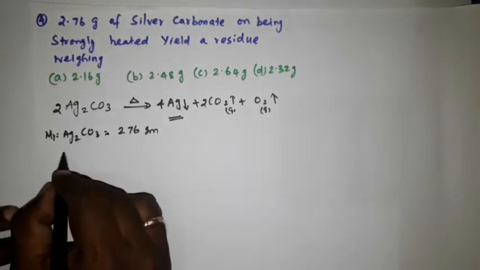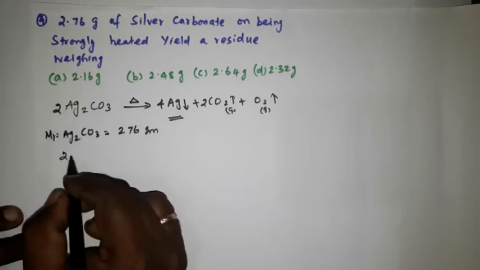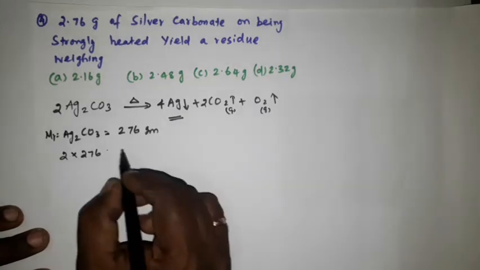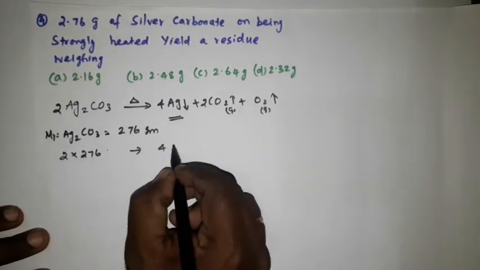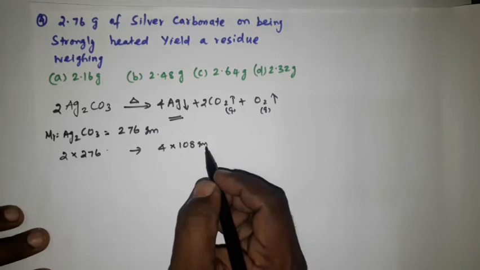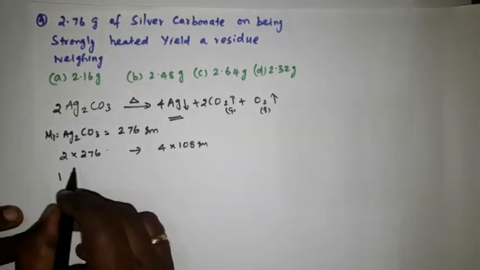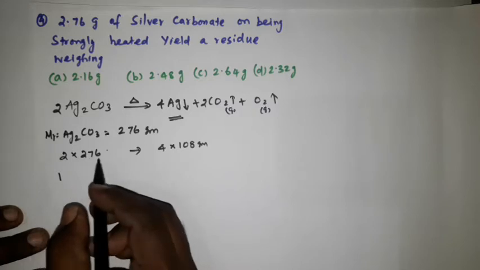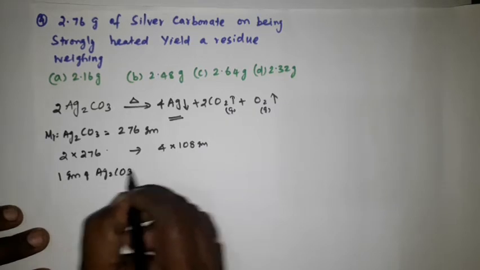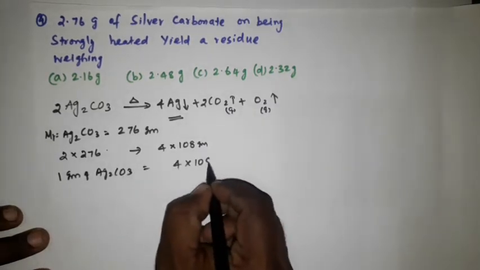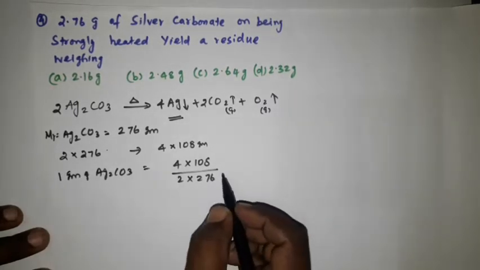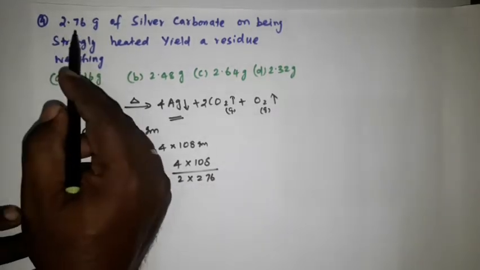Now the stoichiometric coefficient is 2, so 2 into 276 gram will yield 4 times the mass of silver, 108 gram. Atomic mass of silver is 108 gram. So 1 gram of this Ag2CO3 will give 4 times 108 gram divided by 2 into 276 gram. Now according to the question, you are going to calculate for 2.76 gram.